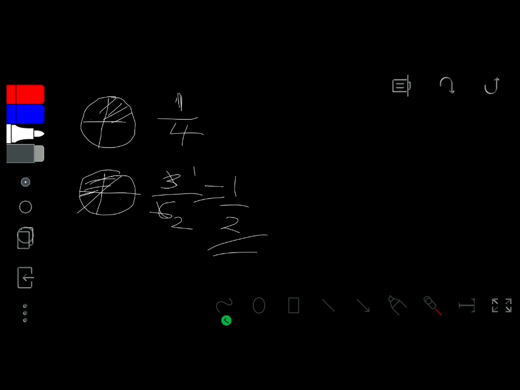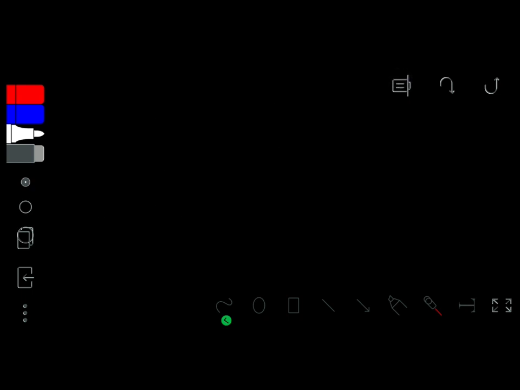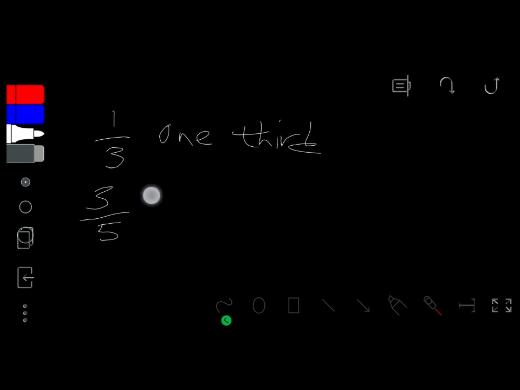For perspective, 1 over 3 remains 1/3. 3 over 5 means 3/5. 1 over 2 means half, or just 1 over 2, and just like that.